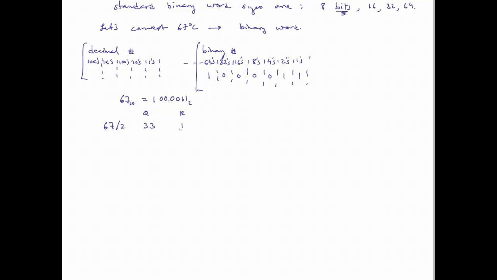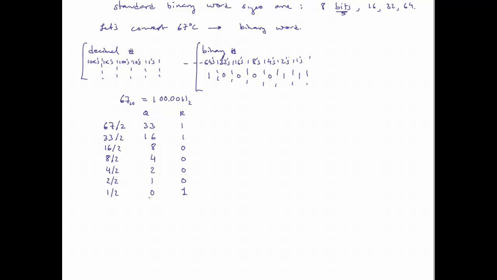So remainder 1. Then we take 33, divide it by 2, and that gives us 16 remainder 1. Then we take 16, divide that by 2, that gives us 8, remainder 0. We take 8, divide by 2, that gives us 4, remainder 0. Take 4, divide by 2, that gives us 2, remainder 0. Take 2, divide by 2, that's equal to 1, remainder 0. And then take 1, divide by 2, and that is 0 with the remainder of 1.